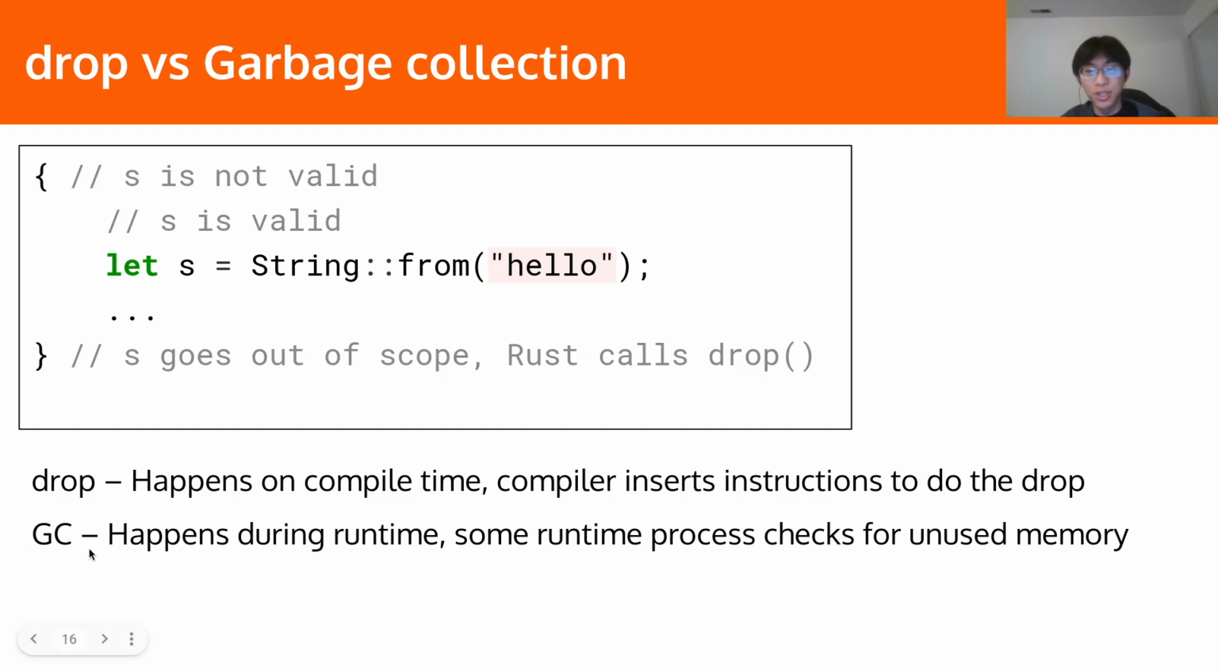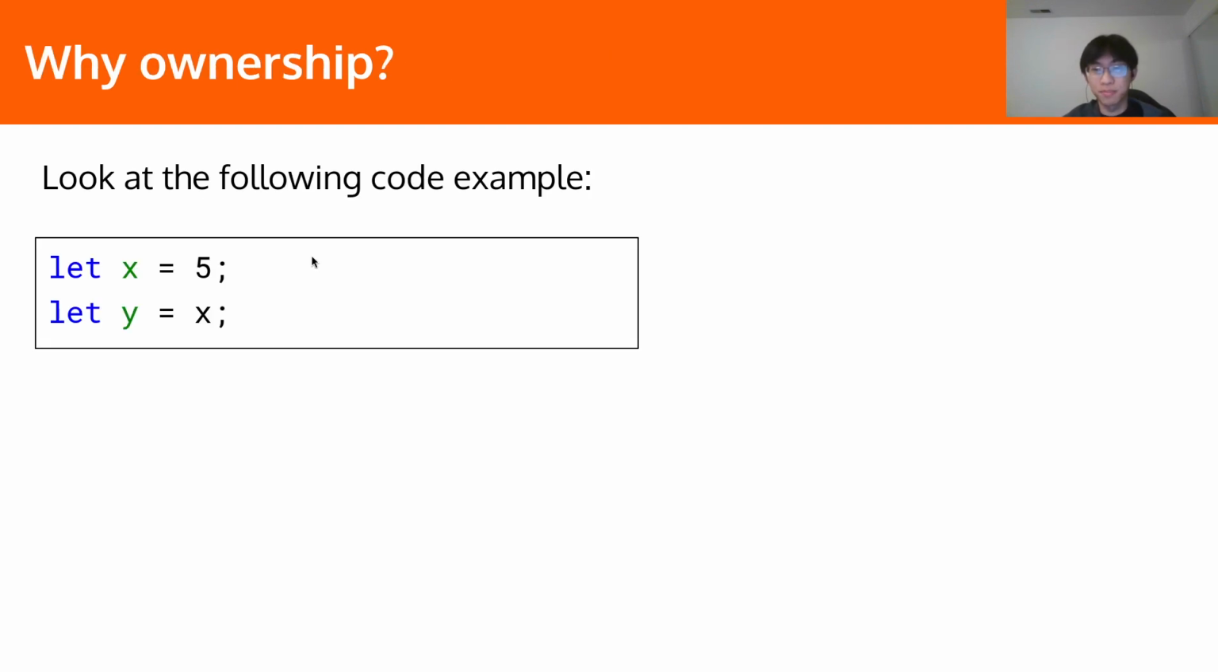But when using garbage collection, this happens at runtime. So as we're running our code, stuff happens, and suddenly we detect s isn't being used anymore, and then this data hello will be freed. So that's the difference between Rust's ownership system and drop versus garbage collection.